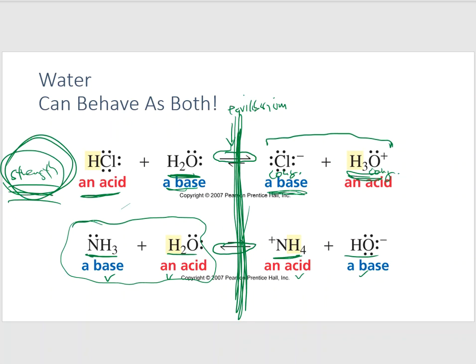So in the next video, we'll pick up from here and we'll talk about more equilibrium and we'll talk about strength, and that will lead us into what we call pKa.